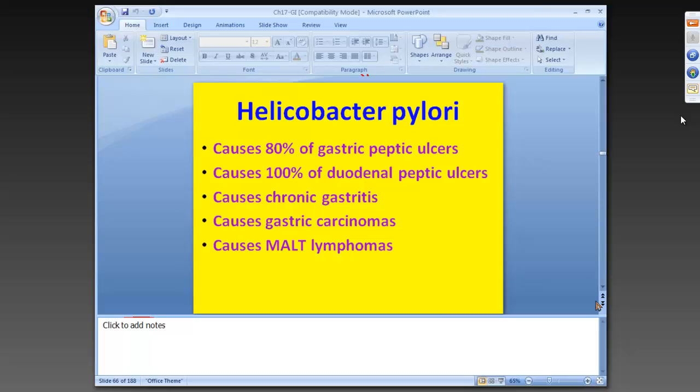Helicobacter pylori causes 80% of gastric peptic ulcers, 100% of duodenal peptic ulcers, chronic gastritis, gastric carcinomas, and MALT lymphomas. What are MALT lymphomas? Time for you guys to do your little research. Go to Google. Tell me what is a MALT lymphoma. Now is the time for class participation, even though I don't give any kind of points for it, but I really enjoy it. What is a MALT lymphoma?